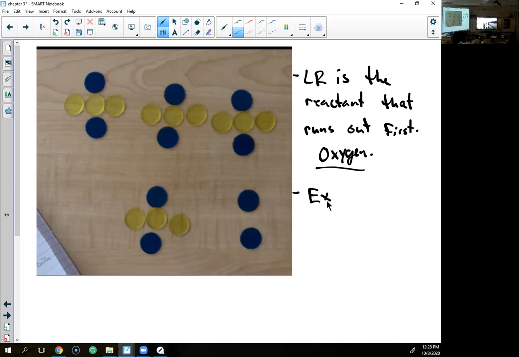Excess reactant. The excess reactant is left over. What happens to excess? It just chills.